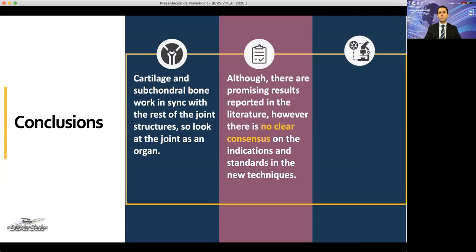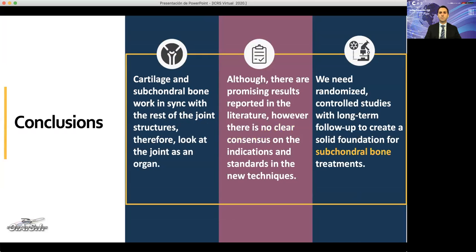Although there are promising results reported in the literature, however, there is no clear consensus on the indications and standards in these new techniques. We need randomized controlled studies with long-term follow-up to create a solid foundation for the subchondral bone treatment.